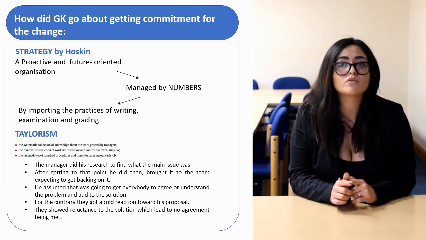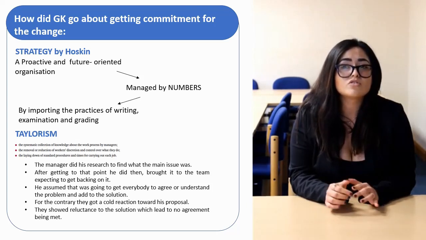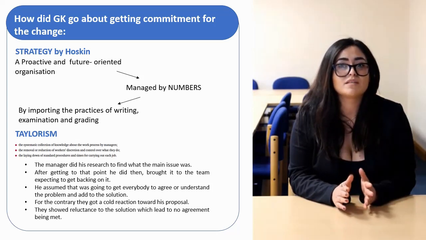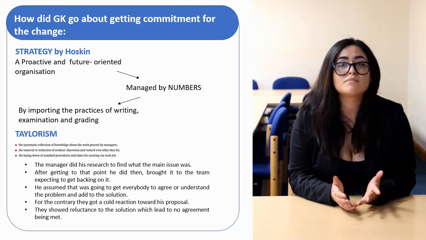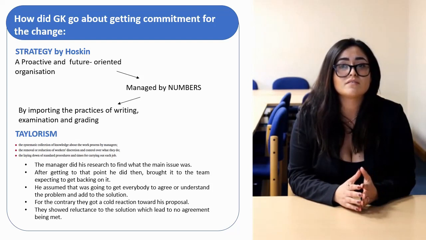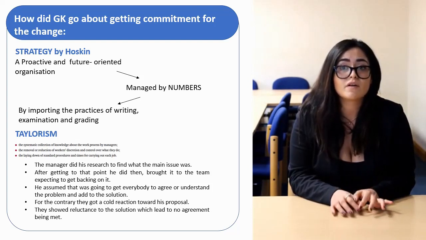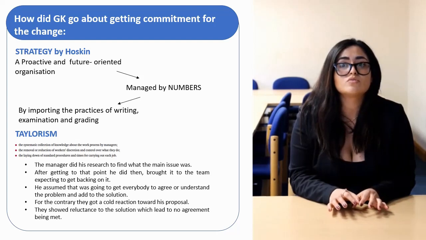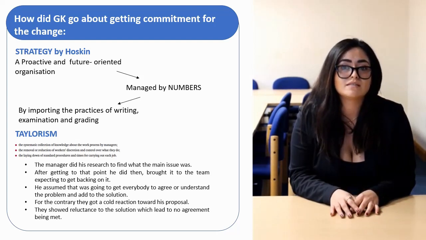And then about chronology, there was no logical sequence to implement change. At the end, adaptability. There were no contingency plans to adjust to unexpected changes. They were afraid of change, and we can say they showed reluctance to the solution, which led to no agreement being met.